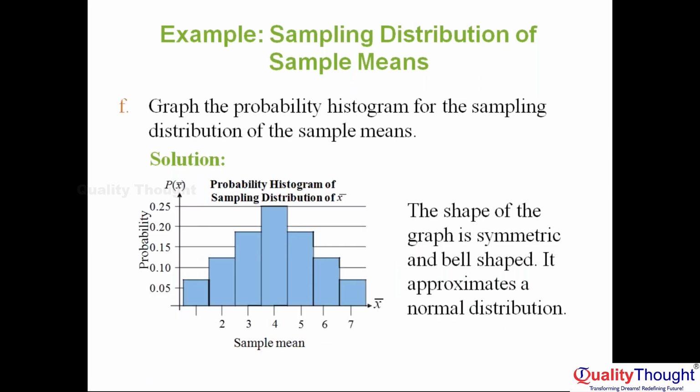If you graph the entire probability histogram for the sampling distribution of the sample means, it will look something like this: 1, 2, 3, and so on. It's almost like a bell-shaped, symmetric curve, which approximates a normal distribution. Are you all good with this so far?